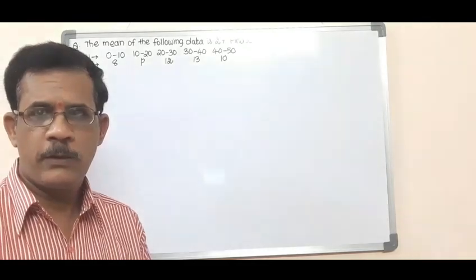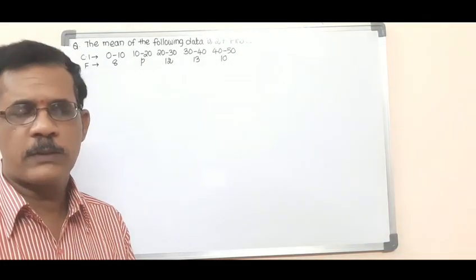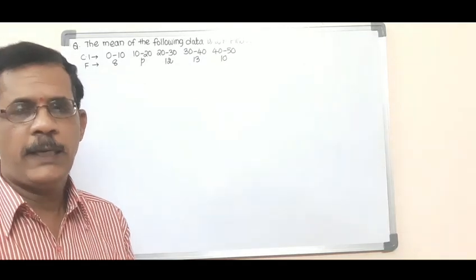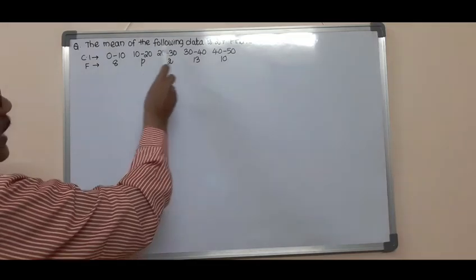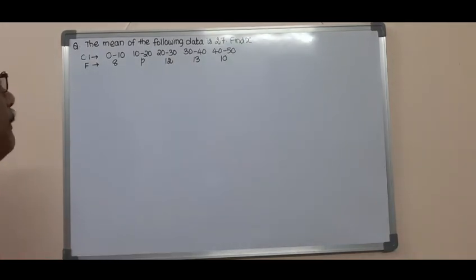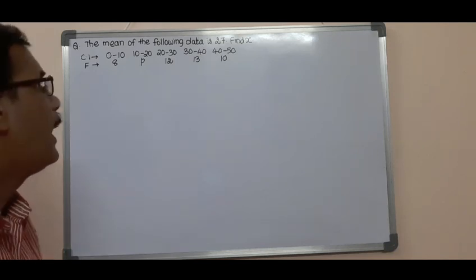Hi students, today in this class we will do some problems on mean and median involving variables. Question: the mean of the following data is 27. Find p. Class intervals are 0 to 10, 10 to 20, 20 to 30, 30 to 40, 40 to 50. Frequency 8, p, 12, 13 and 10.